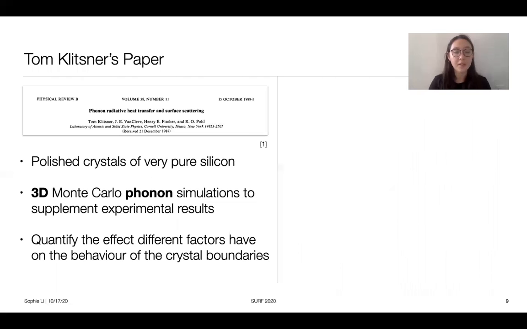So we wanted to be able to verify our results with existing literature. And in this case, we then heavily used the algorithm that was presented in Tom Klitzner's paper, Phonon Radiative Heat Transfer and Surface Scattering. Klitzner did experiments on polished crystals of very pure silicon, and he combined these with 3D Monte Carlo phonon simulations. And with the combination of these two methods, he was able to quantify the effect that different factors have on the behavior of the temperature at these crystal boundaries.